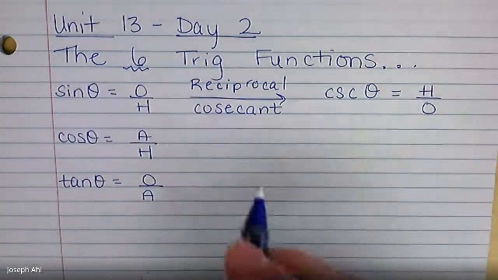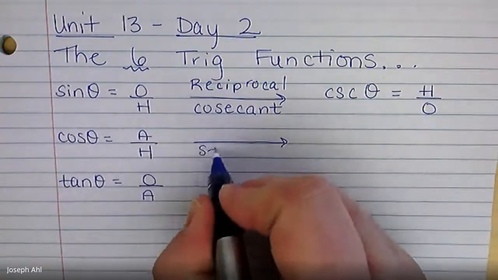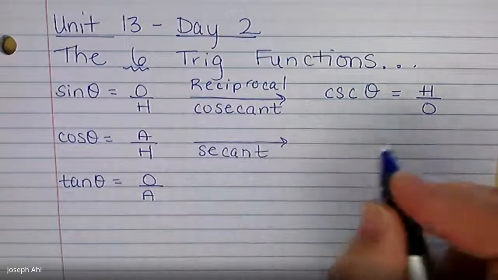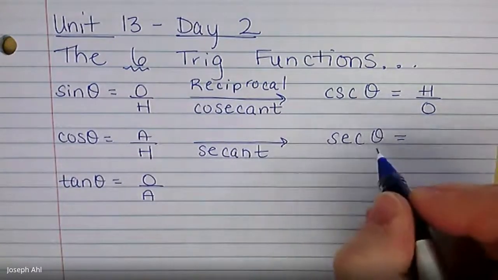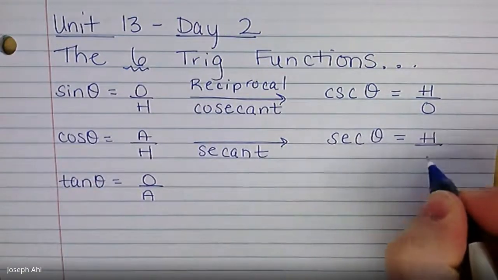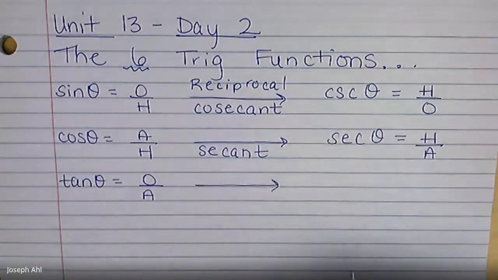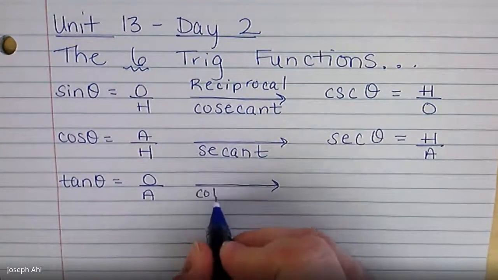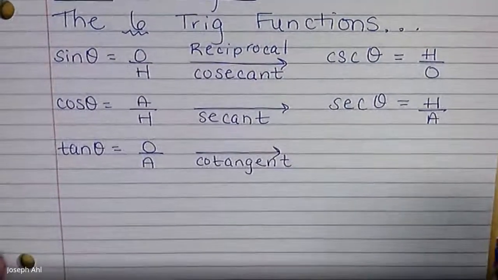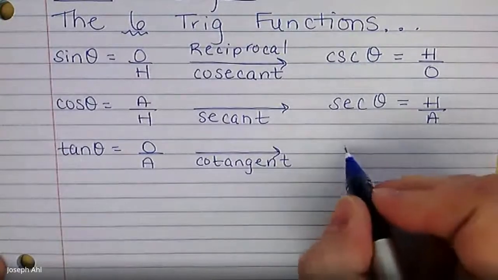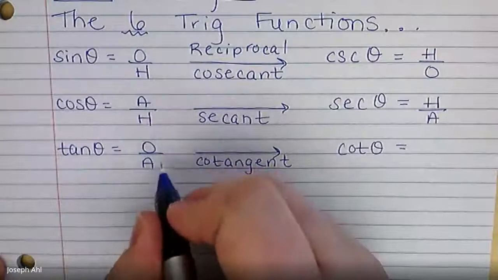And similarly for the others, cosine's reciprocal function is called secant, and the abbreviation for secant is SEC of theta. So secant of theta would be the reciprocal of cosine, hypotenuse over adjacent. And then finally for tangent, we have its reciprocal. This one I think makes the most sense name-wise. It's cotangent, and cotangent's abbreviation is cot. Cotangent of theta would be the ratio, flip this over, adjacent over opposite.